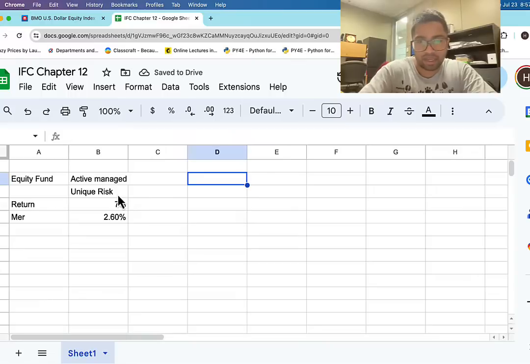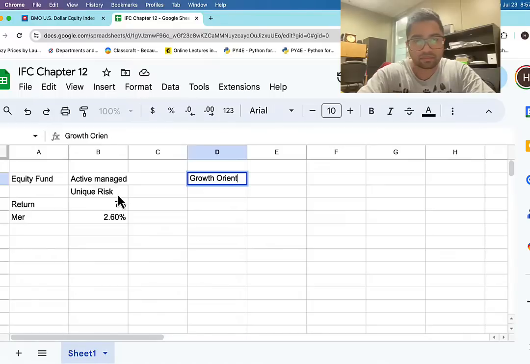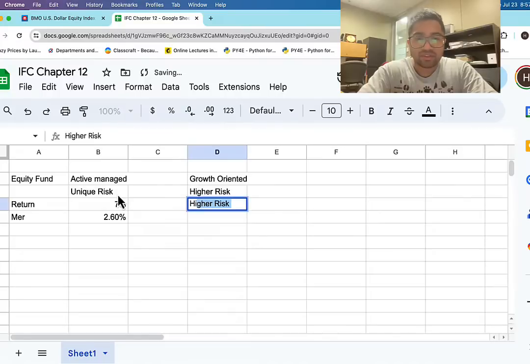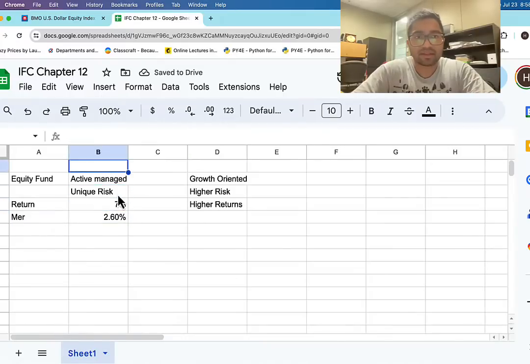Then you saw an equity fund which was growth oriented. So again, what does growth oriented mean? They have higher risk than normal equity funds. They usually have higher returns too, and they are actively managed, and they have unique risk.